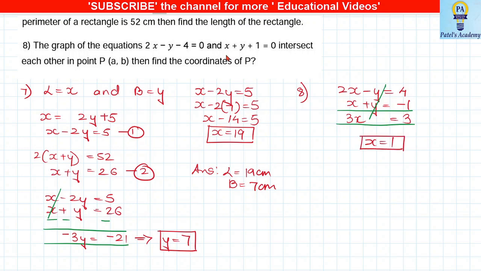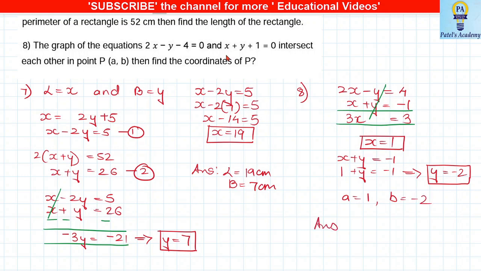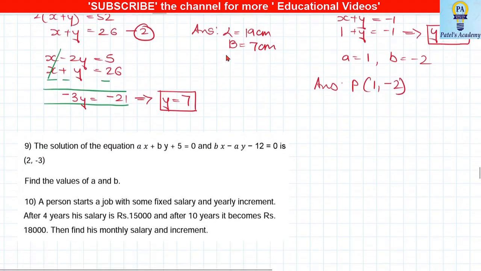If I substitute x equals 1 in the second equation, any equation you can take, x plus y equals minus 1, the value of x is 1. So if I shift, I get y equals minus 2. I got x and y, but the question is they intersect at point (a, b). So a is going to be 1 and b is going to be minus 2. So my answer is the point of intersection is (1, minus 2). Okay, let's see the next one.